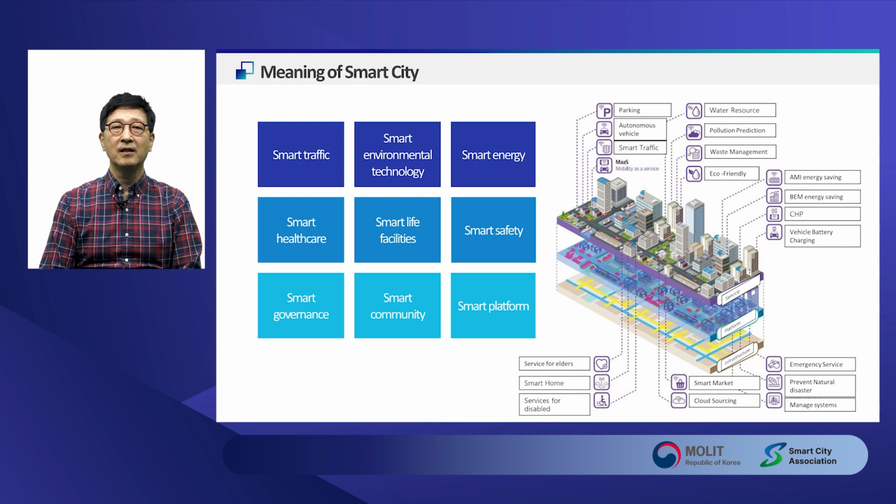In the middle layer, platform technology includes networks such as Wi-Fi, urban backbone networks, wired and wireless communication networks, and technical elements to support applications such as data collection, storage, analysis, and utilization. The top layer of service technology comprises smart city services provided to end users, such as smart transportation, environmental technology, and energy.